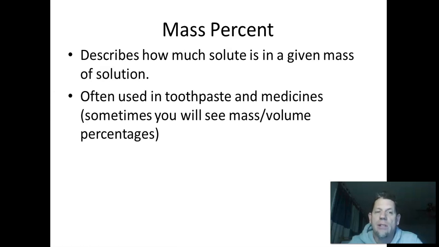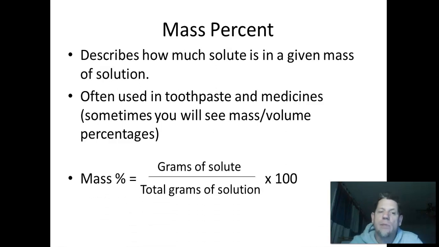You're going to see this in real life in toothpaste. You see it in medicine. A lot of times toothpaste will be mass volume instead of mass percent. But ultimately it comes down to how many grams of solute divided by the total grams of the solution. That's going to give you a decimal. You multiply it by 100 to get a percentage.